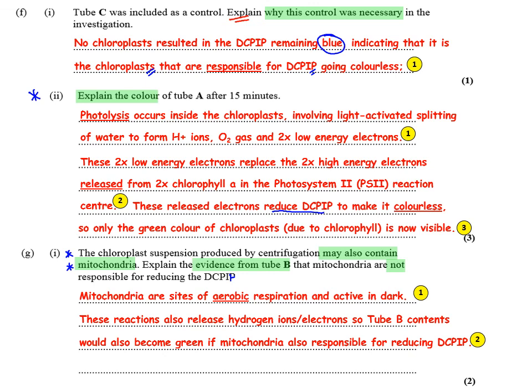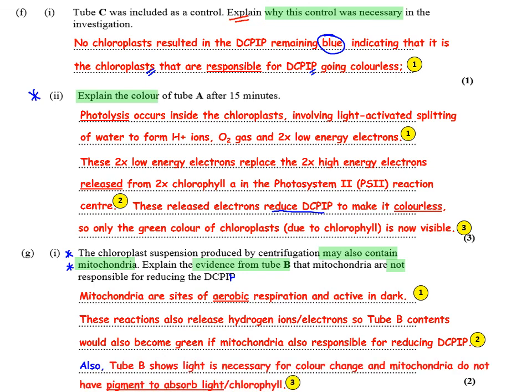But we know because it remains a blue-green colour, it can't be the mitochondria in this case that are responsible for reducing the DCPIP. And we know in the dark, we're going to use the information again. Okay, tube B remains a blue-green colour.